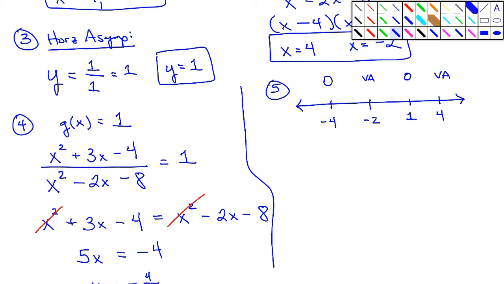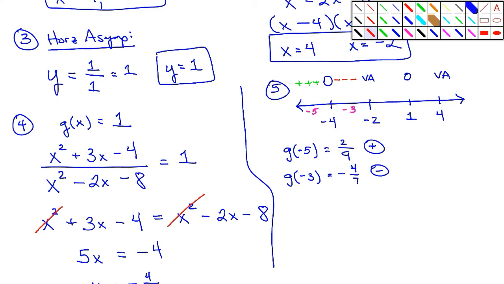Next, I'm going to pick test points to test each of these intervals. So the first one is going to be -5. So I need to find g of -5. And if you work that out, you get 2/9, which is positive. So we're going to have a bunch of positives here. Next, I want to work out -3. g of -3 is equal to -4/7. So that's a negative. And so there's negatives in between -4 and -2.